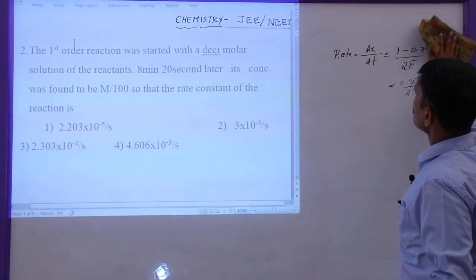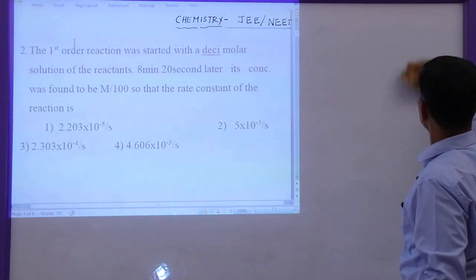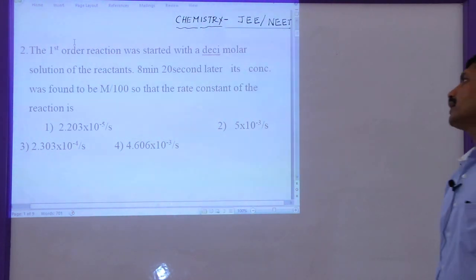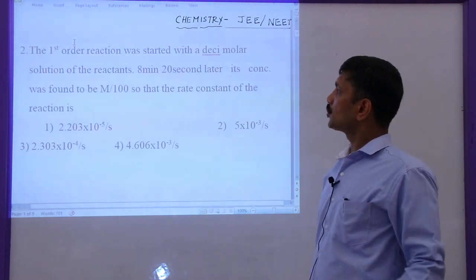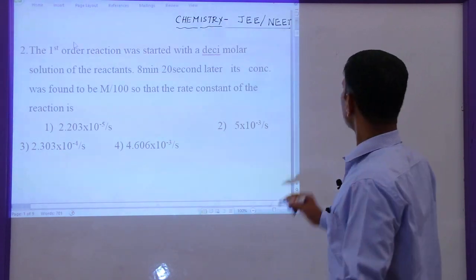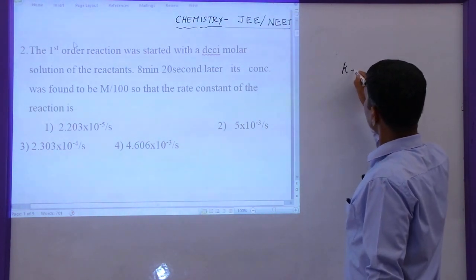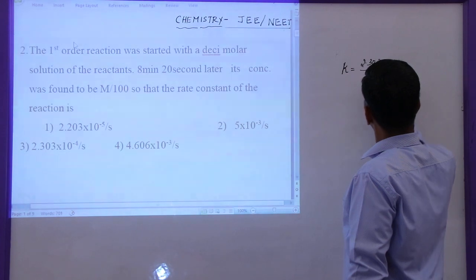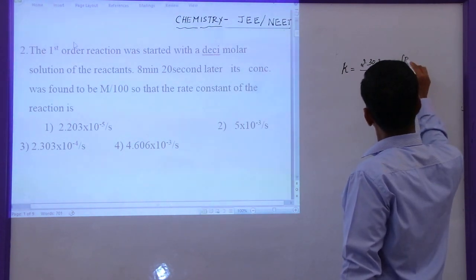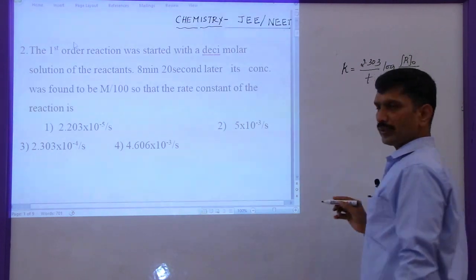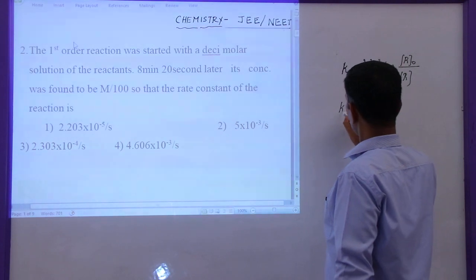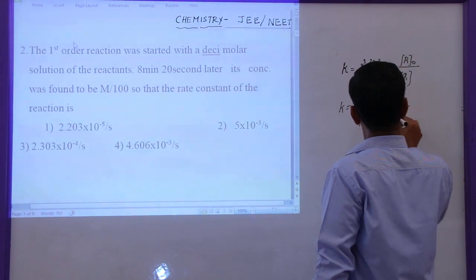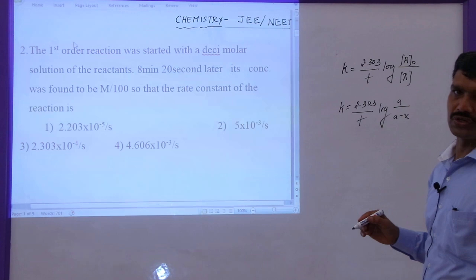A first order reaction was started with a decimolar solution of the reactant. 8 minutes 20 seconds later, its concentration was found to be M by 100. So, what is the rate constant of the reaction? What is the formula for the rate constant? Rate constant of the first order reaction, K is equal to 2.303 divided by T log of R naught divided by R. Or we can also write this formula as K is equal to 2.303 divided by T log of A divided by A minus X. Here A represents the initial concentration. This is also correct.